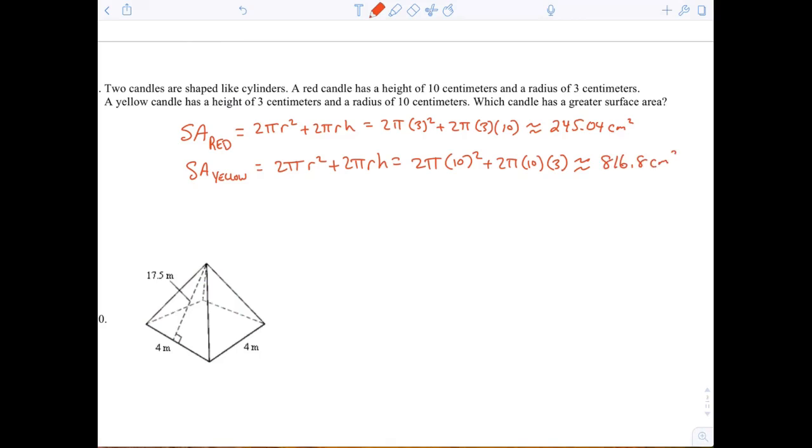816.8 centimeters squared. The reason why it was kind of easy to see that the yellow one is greater is because when you square 10, look how much bigger it is than when you square 3. Everybody see that? Everybody understand what I'm saying? When you square a number, all right, it gets big pretty fast. Yep, yellow is correct.